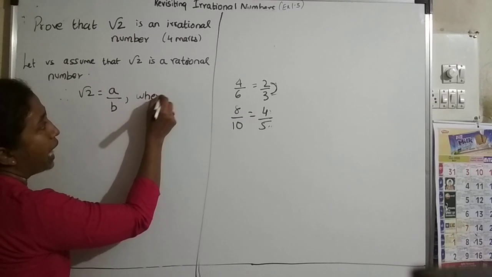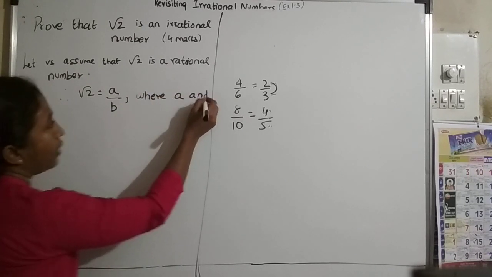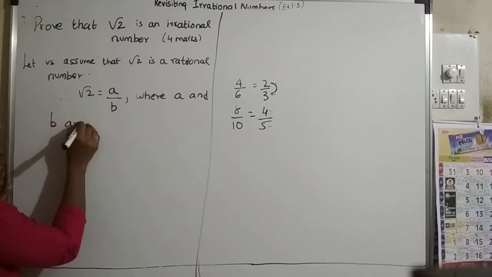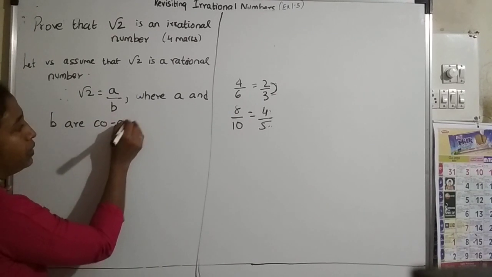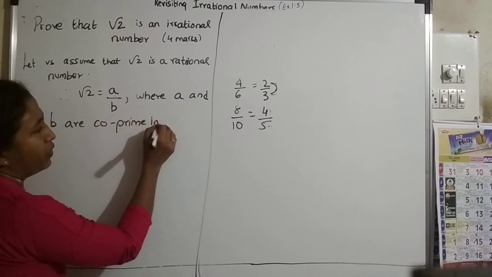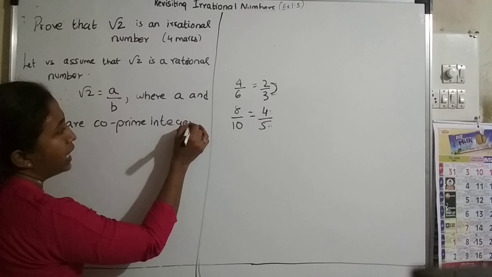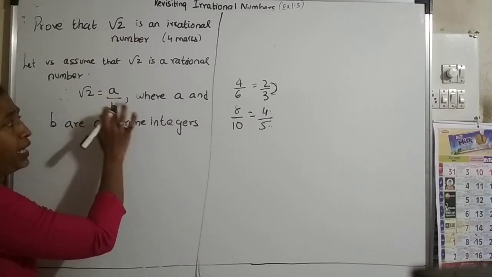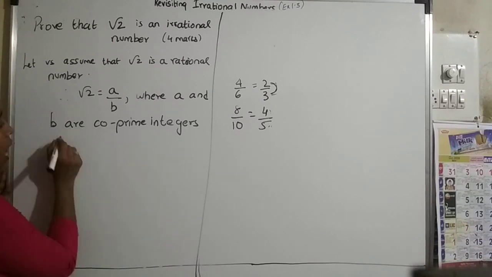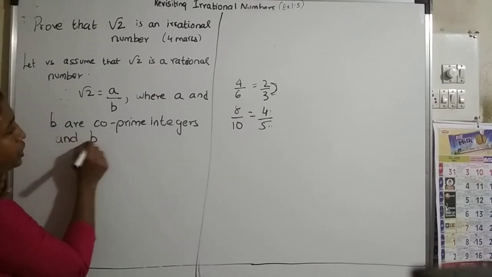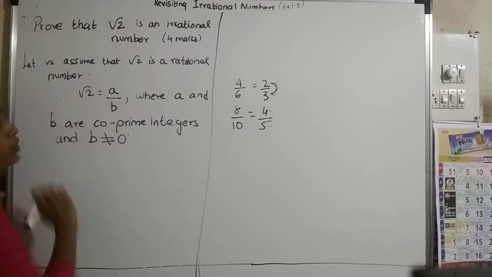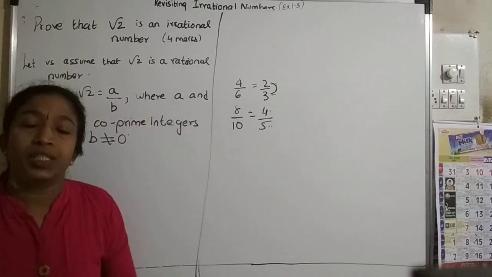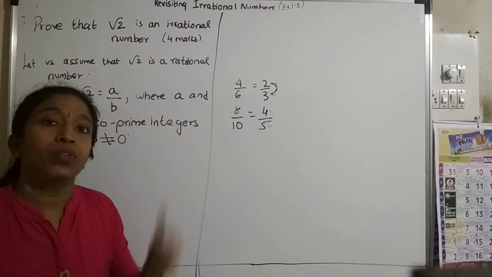where a and b are co-prime integers. So this is understood. When I write co-prime, it is understood that a and b are in the lowest form, and they have only common factor 1. And one more important condition, that b is not equal to 0. Very, very important condition, because we are going to contradict this statement only.